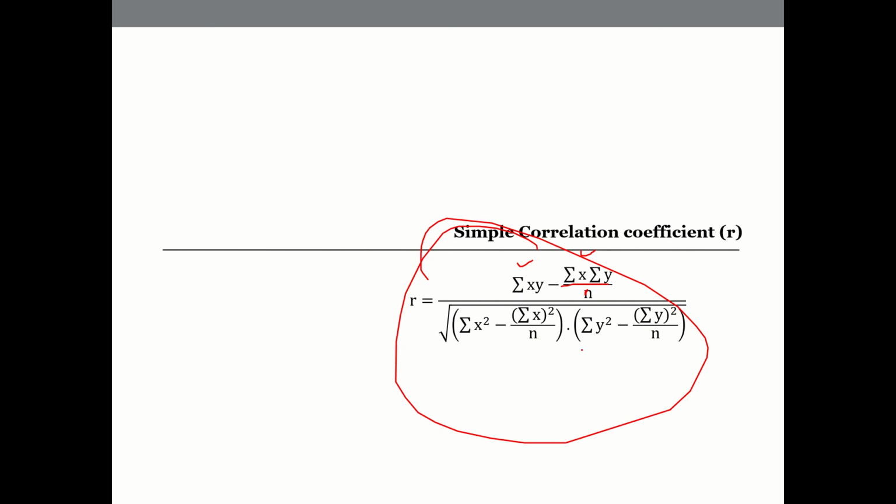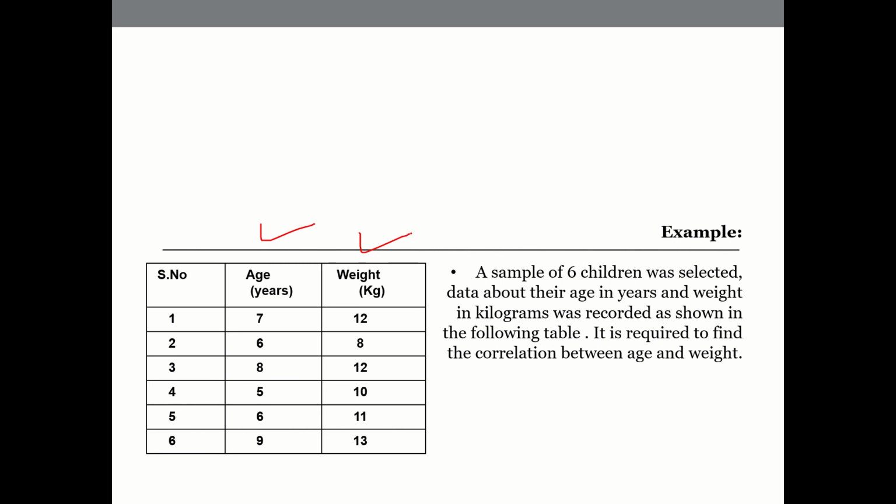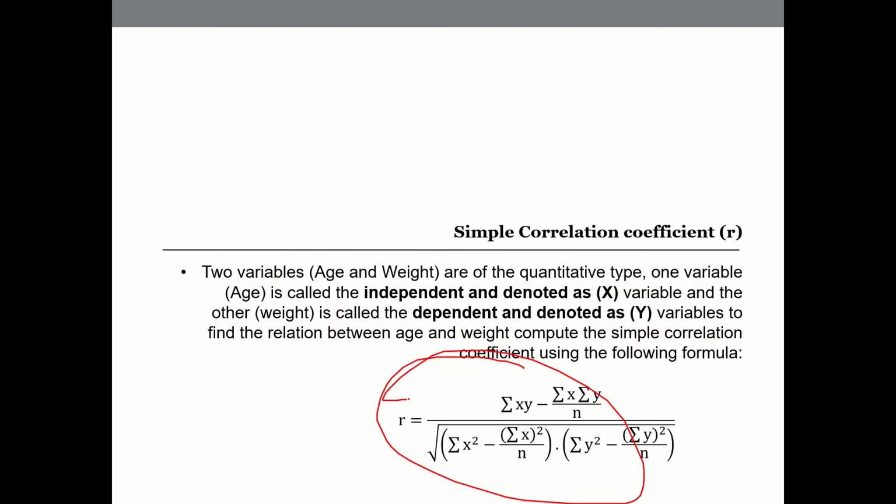I have given one example as well. For example, age and weight. Is there a relationship between age and weight? And what is the correlation between these two variables? So this is age and this is weight. Using this formula, we first need to divide the dependent and independent variable. In this case, one variable, age, is called independent and the other variable, weight, is called dependent.